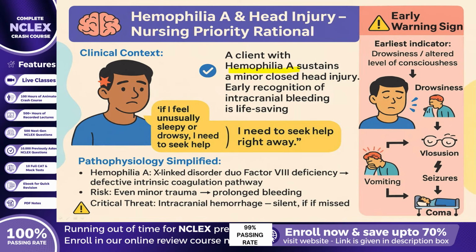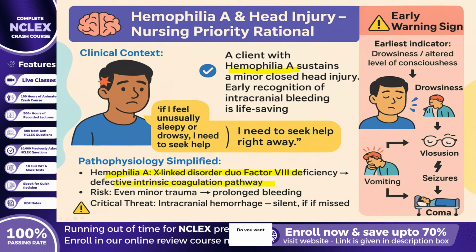Hemophilia is an X-linked recessive genetic disorder caused by a deficiency of essential clotting factors, most commonly factor 8 in hemophilia A and factor 9 in hemophilia B. These clotting factors play a key role in the intrinsic pathway of the coagulation cascade. Their absence or deficiency results in delayed clot formation, which predisposes the individual to prolonged bleeding even after minor trauma.